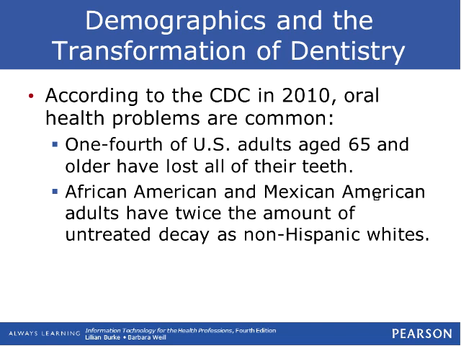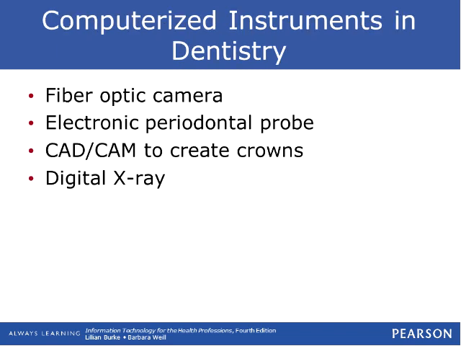1/4 of U.S. adults aged 65 and older have lost all of their teeth and have had to have dentures. African American and Mexican American adults have twice the amount of untreated decay as non-Hispanic whites. That's a very damning statistic when you see it.